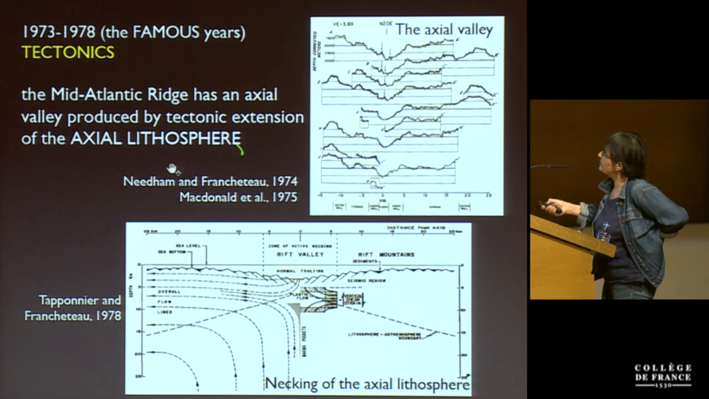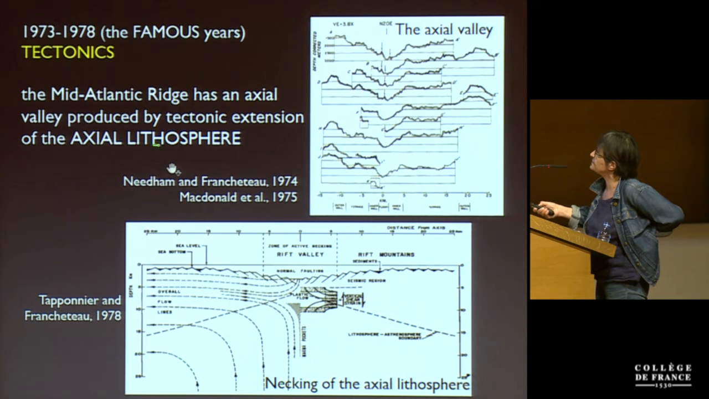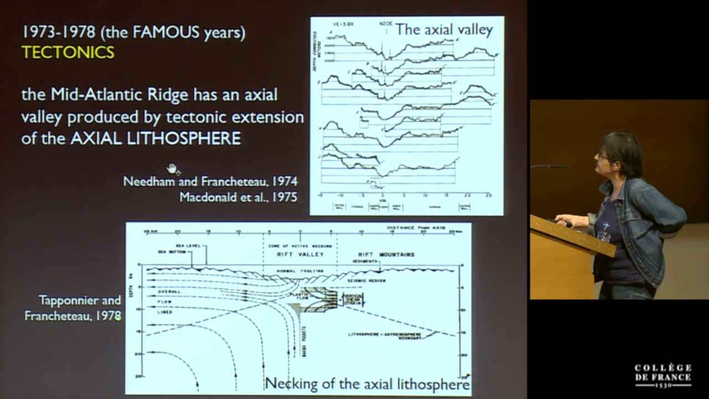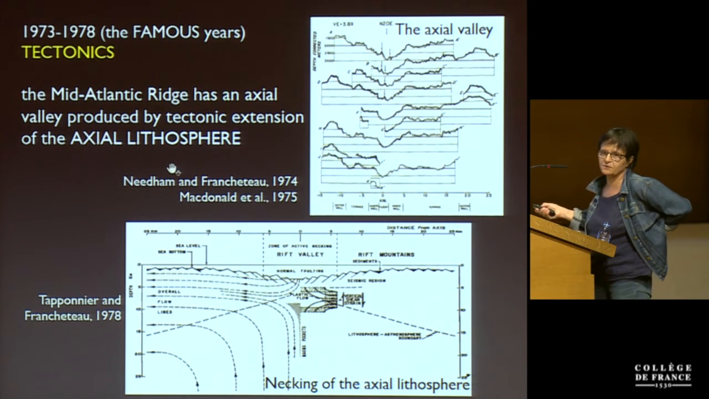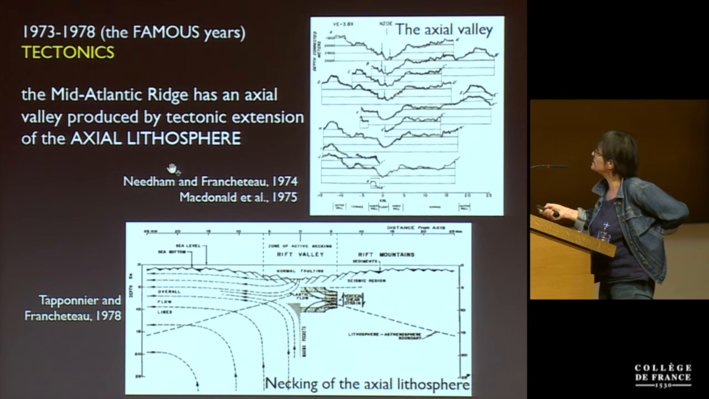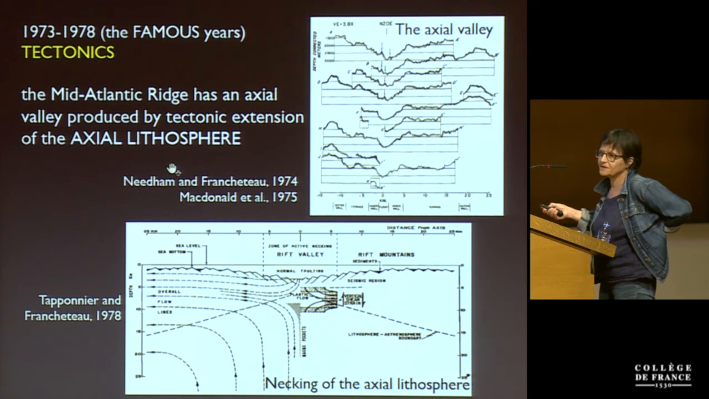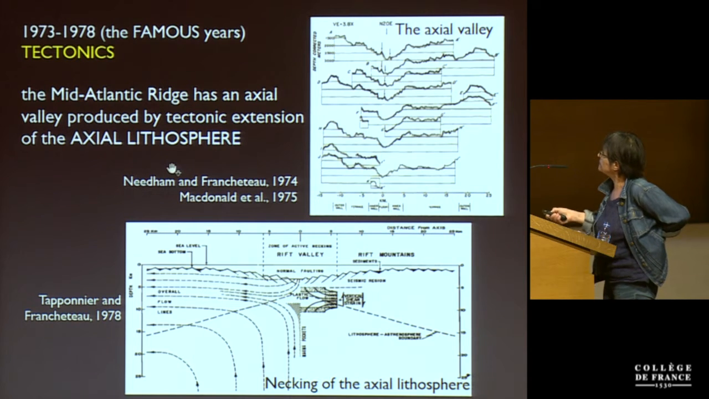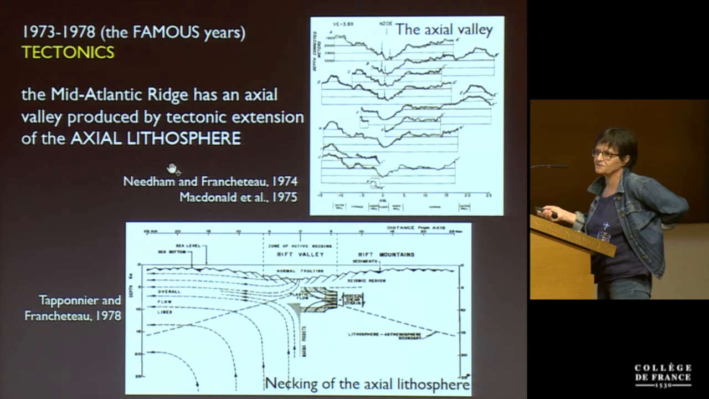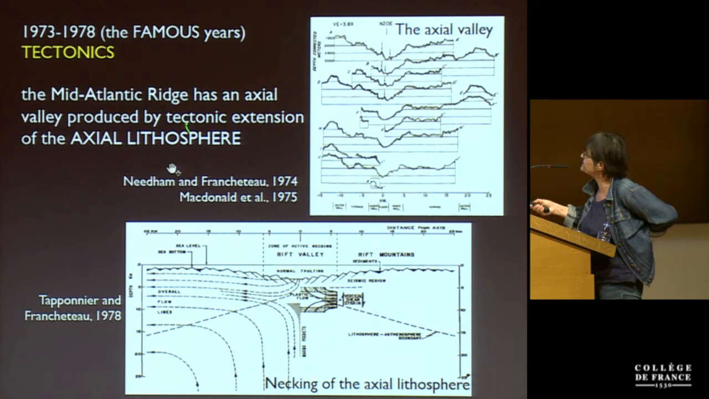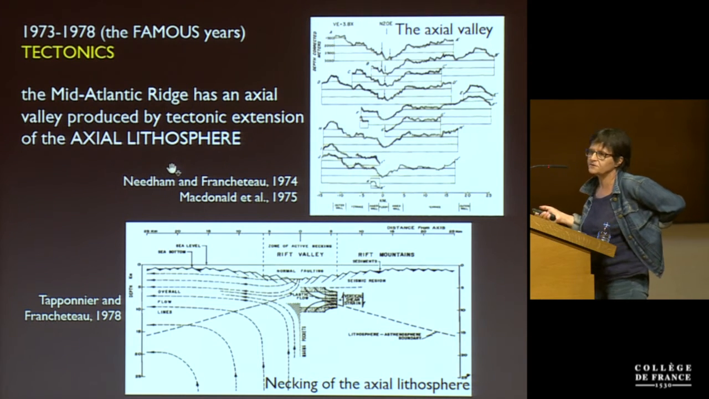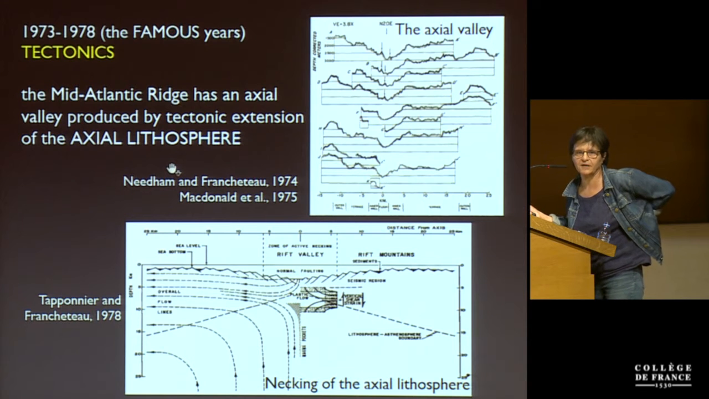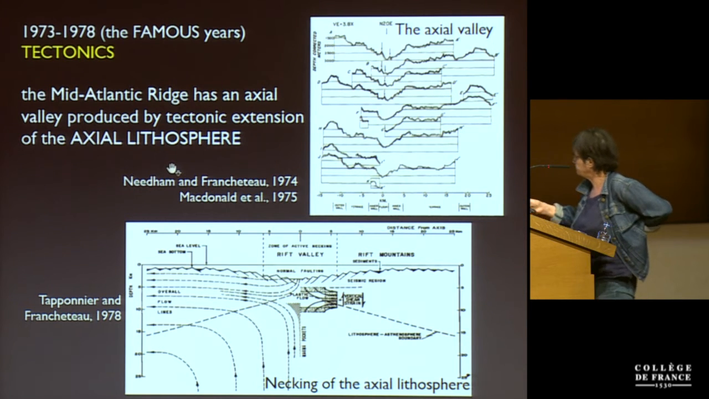And I put big letters here because it's a very fundamental discovery that was really made in a paper by Tapponnier and Francheteau in 1978, that the lithosphere is not zero thickness at the ridge axis. And being of a finite thickness, this rigid plate could be deformed, and that was how they could explain the axial valley. Models of deformation of the axial plates now are different, but that was the basic idea that you had to take into account the existence of an interplate domain of lithosphere.